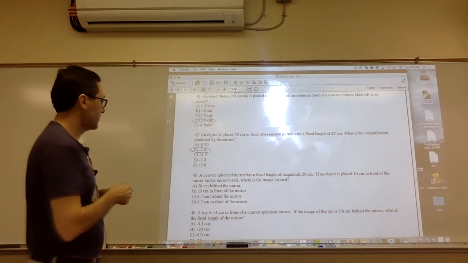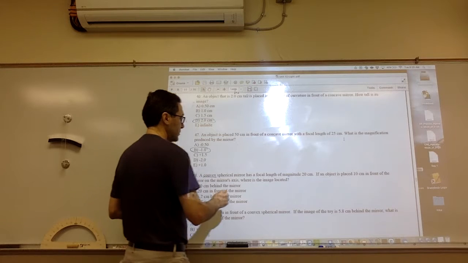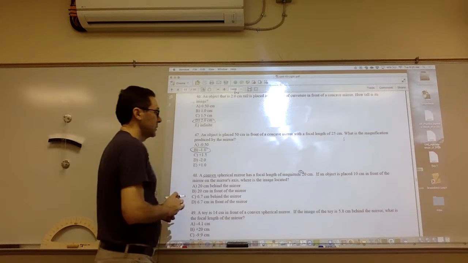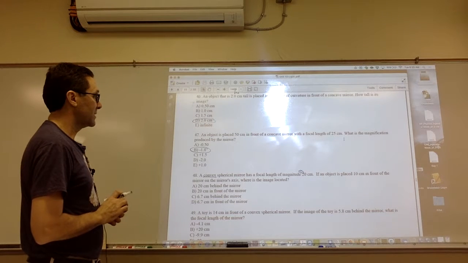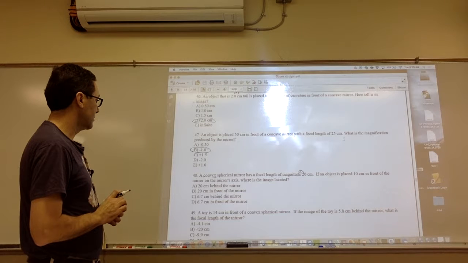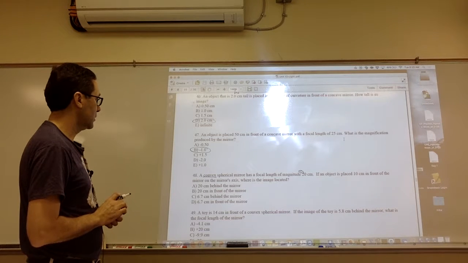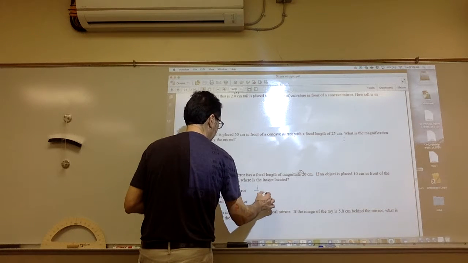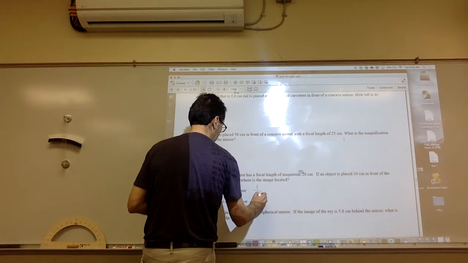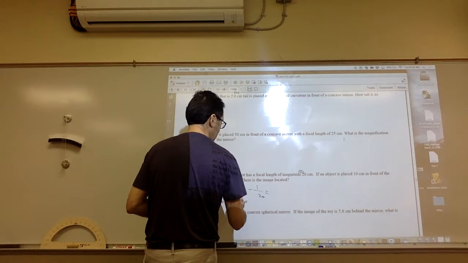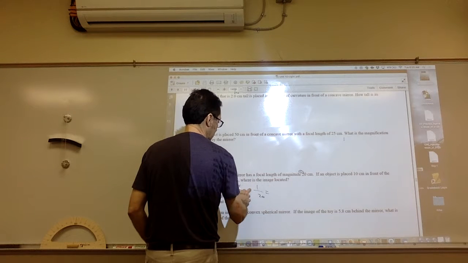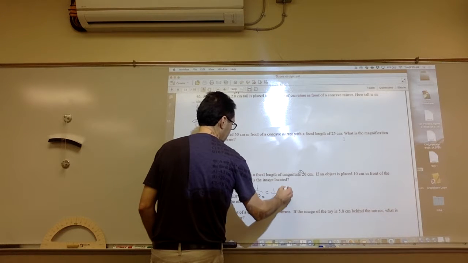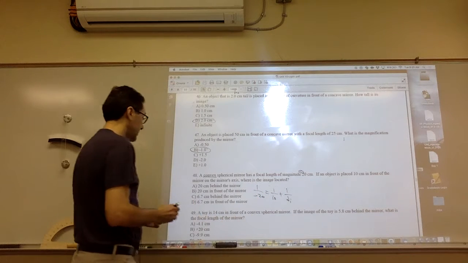Okay, a convex mirror with focal length of magnitude 20, so that's a -20. If an object is placed 10 centimeters in front of the mirror, on the mirror's axis, where is the image located? So let's see if we can do this. So we're going to do 1 over f, 1 over -20 equals 1 over 10 plus 1 over di. Let the calculator do the work. Now we should get a di that's negative.